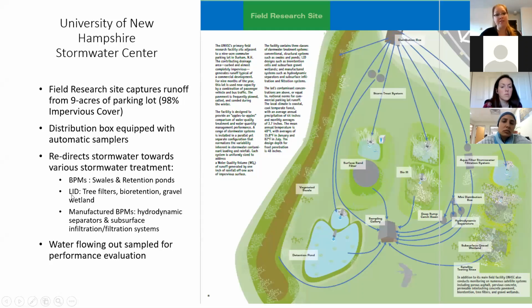And the University of New Hampshire, I will just say this quickly, is a research facility where they study the treatment of different stormwater systems. The site was created with a $7 million grant in 2007. Additional grants have been received since then to continue to add on new systems, but runoff is captured from a very busy 9-acre university parking lot that has an impervious cover of about 98%. All the water enters the field research site through a distribution box that is equipped with automatic samplers that sample at different intervals of time during a rain event.